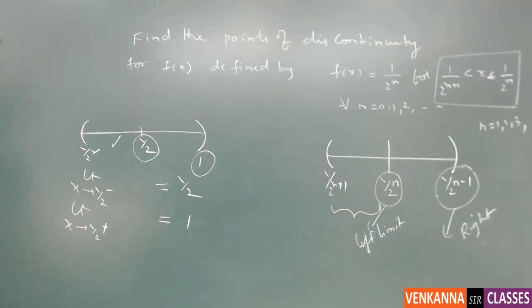In this way, the points of discontinuity are given by 1 by 2 power n. So can you take 0 here? n is equal to 0. That means, is it a point of discontinuity at x equal to 1? So excluding the end points, it is going to be discontinuous in the middle points you can take.